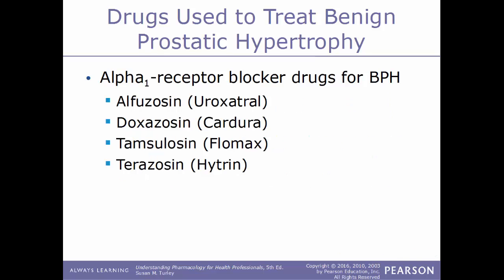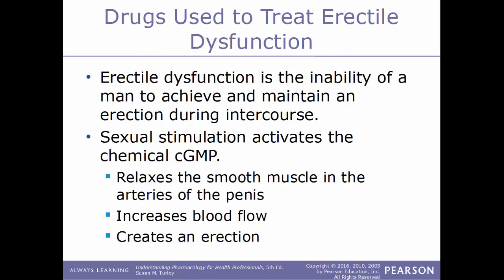and this kind of drug does not cause incontinence. Some examples of alpha-1 receptor blocker drugs for BPH include alfuzosin, known by its trade name Uroxatral, doxazosin, known by its trade name Cardura, tamsulosin, known by the trade name Flomax, and terazosin, known by its trade name Hytrin. I'll now talk about drugs that are used to treat erectile dysfunction.